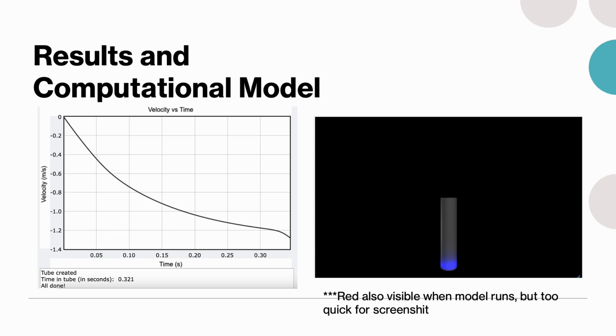But you can see that this is because it took the magnet in the computational model 0.321 seconds to fall through, which is slightly smaller than the measurement we got for our real life example, which was 0.522 seconds. Now the graph on the left depicts the velocity of the magnet falling through the tube over time, and we can discuss that going forward.